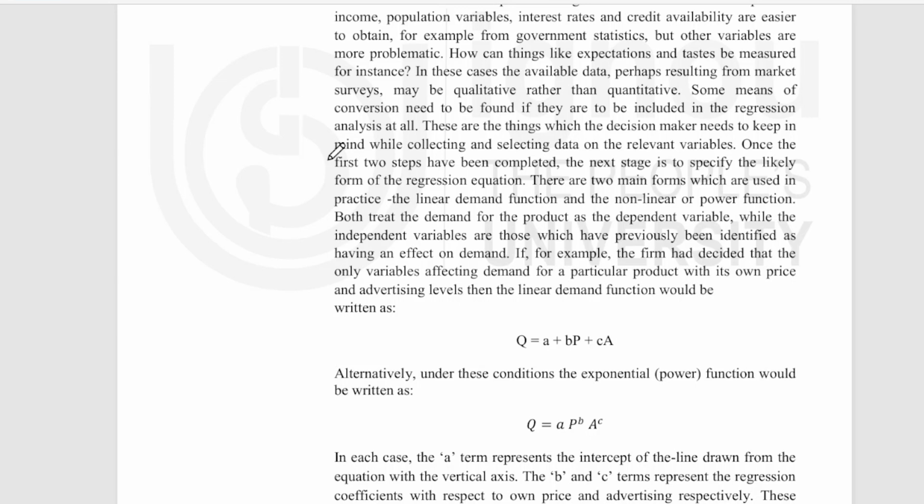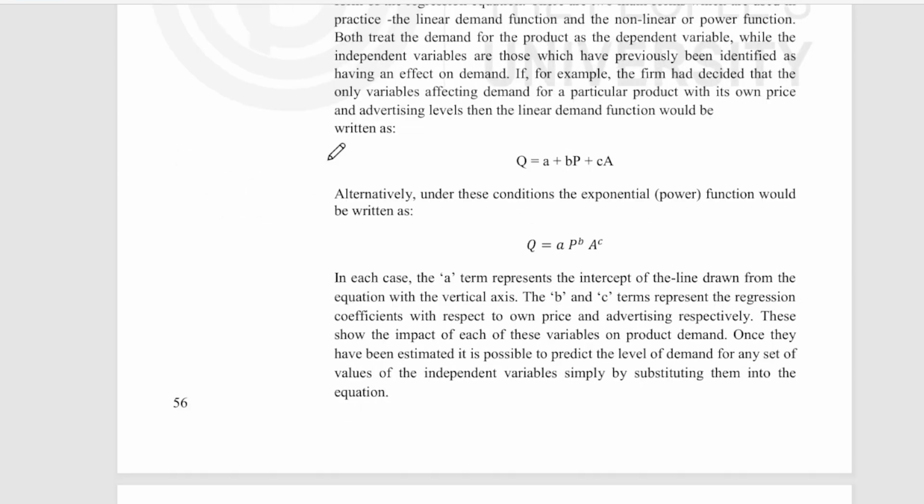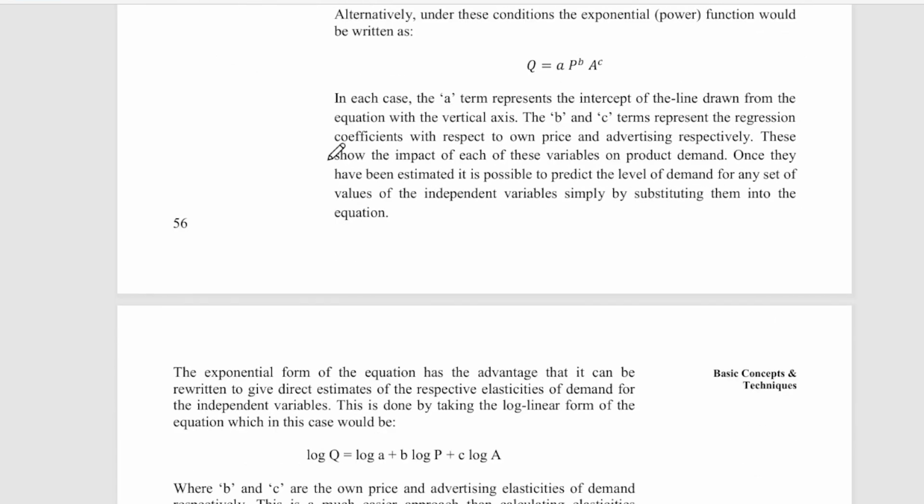Once the first two steps have been completed, the next stage is to verify the likely form of the regression equation. There are two main forms which are used in practice: the linear demand function and the nonlinear or power function. Both treat the demand for the product as the dependent variable, while the independent variables are those which have previously been identified as having an effect on demand. There is an example and the equation here, so please refer to your IGNOU study material.